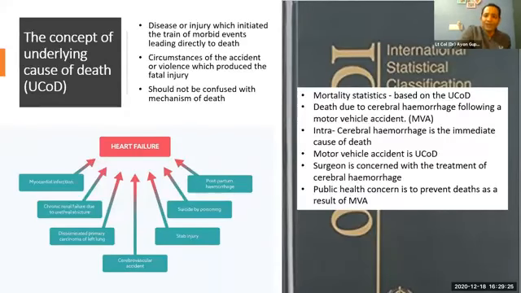So to reiterate, mortality statistics are based on the underlying cause of death. So for example, you have a death due to a cerebral hemorrhage following a motor vehicle accident. Now intracerebral hemorrhage over here is the immediate cause of death. Underlying cause of death is the motor vehicle accident. The surgeon is concerned with the treatment of cerebral hemorrhage, but our public health concern is to prevent deaths as a result of motor vehicle accident. Therefore, we have to make inclusive policies which will lessen it happening. So you see how this entire thing is all interconnected.